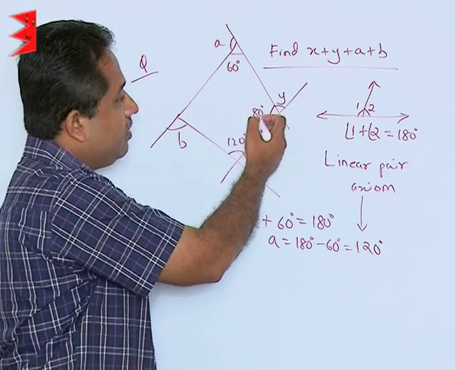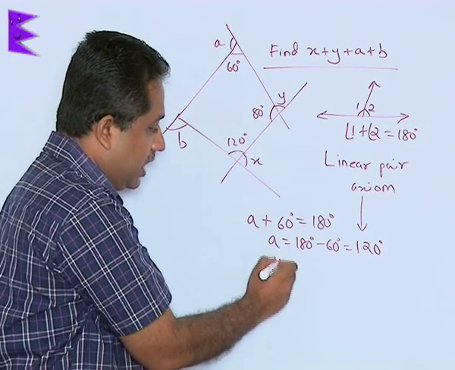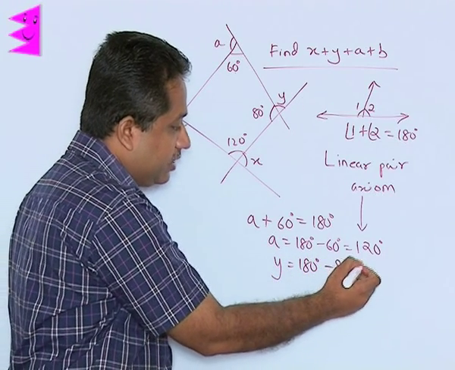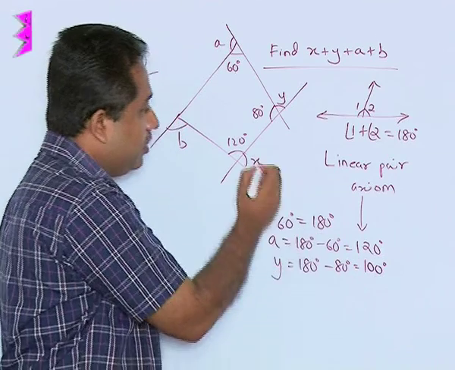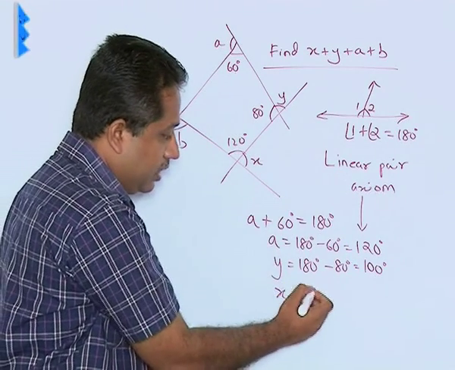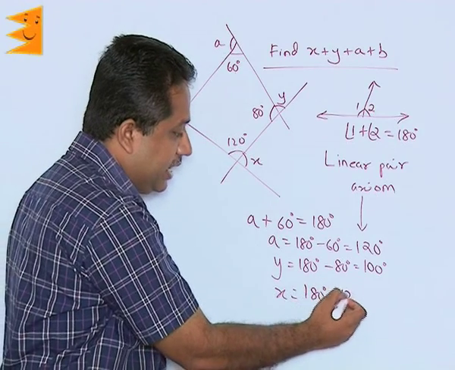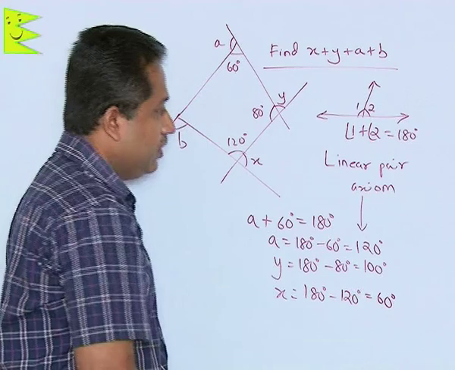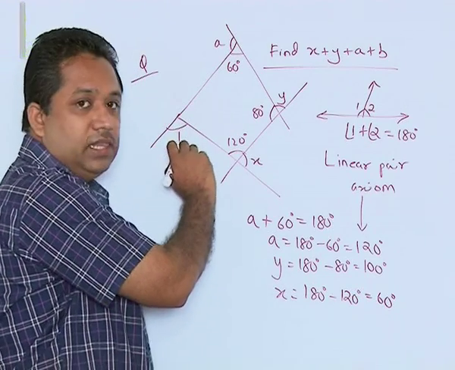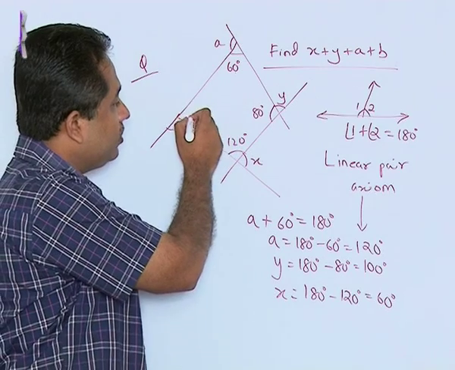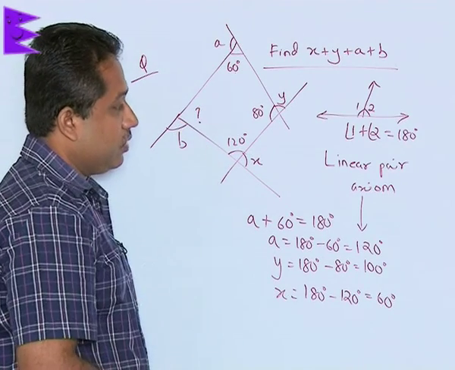Repeating the process here, we get the value of Y as 180 minus 80, that is going to be 100. The value of X, similarly using the linear pair axiom, will be 180 minus 120, which gives 60 degrees. Now, to find the fourth angle, that is B, there is no term inside the quadrilateral, and therefore this fourth angle has to be found out first.